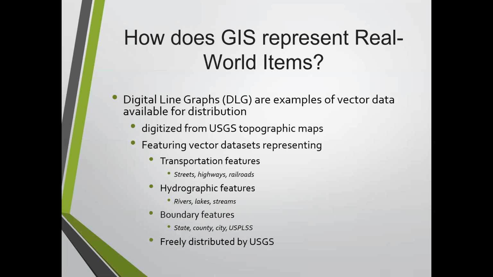And of course, it's freely distributed by USGS. So you can go out to their webpage, grab whatever map you want, download the data sets, and then pop that into a GIS. So it's pretty cool, actually. Has anybody ever done that?